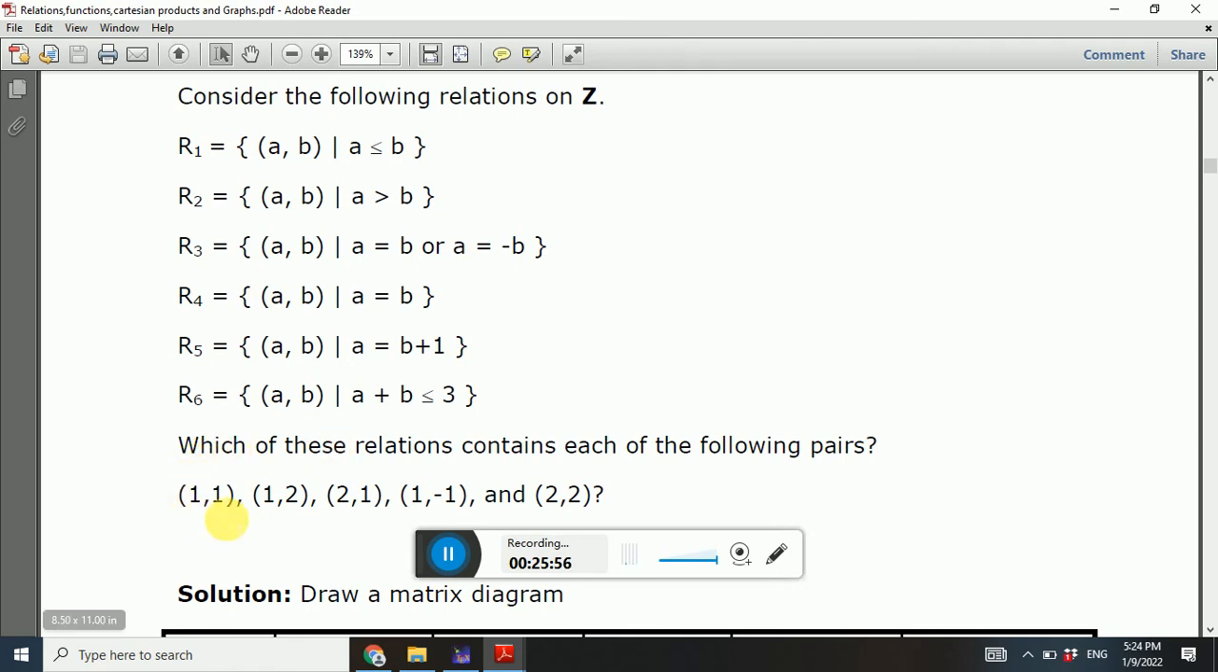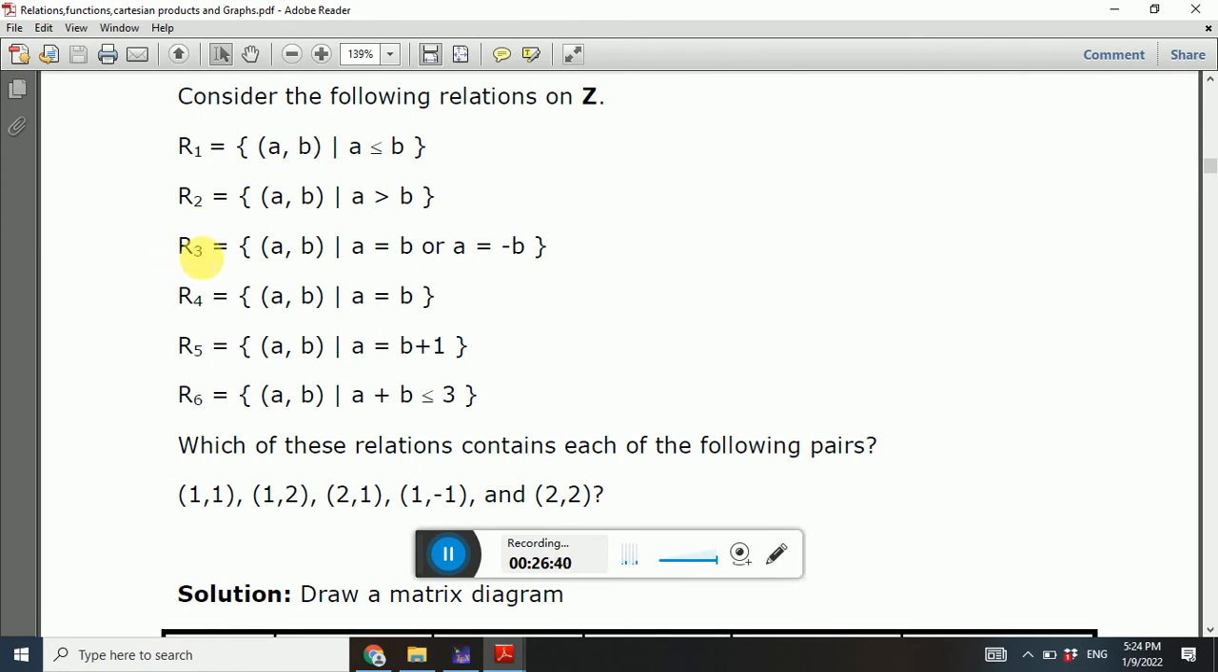For example, let's look at (1, 1) and R1. R1 says you have a pair (A, B) such that A is less than or equal to B. So either A has to be less than B or they must be equal. So I think this first pair satisfies. Let's move to the next one. Does it satisfy R2? R2 says you have a pair (A, B) where A is greater than B. For this pair, our A is 1, our B is 1. They are equal, so they don't satisfy R2.